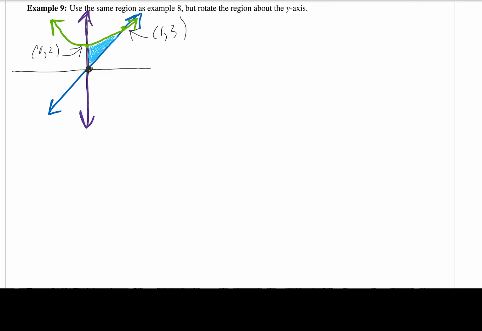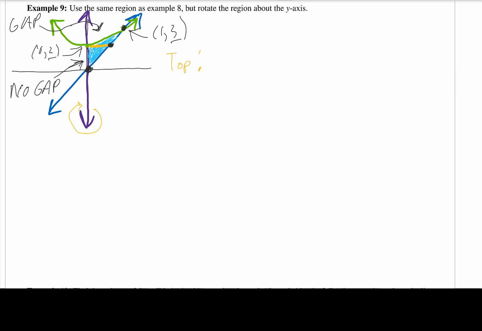So if we're rotating about the y-axis, then we get a problem we've seen before, which is we need to break this up into two separate intervals. Because here we have no gap, which means this is going to be a disk, but here we have a gap, which means that top portion is going to be a washer. So let's look at the top.